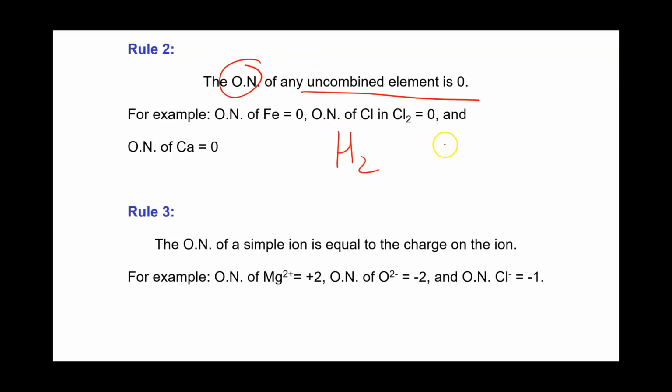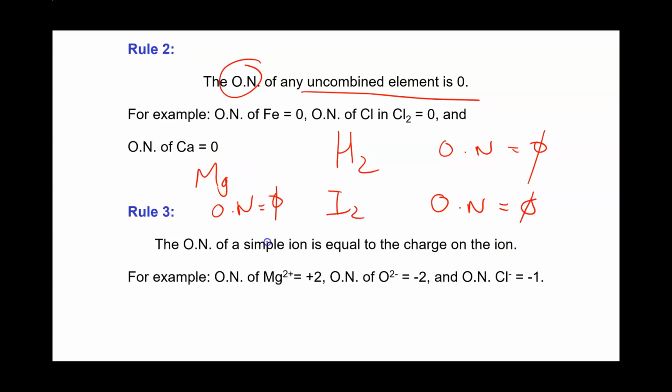H2, it's an element, so that means the oxidation number equals 0. I2, that's an element, oxidation number equals 0. Mg, there's no charge there, oxidation number equals 0. So super, super easy.